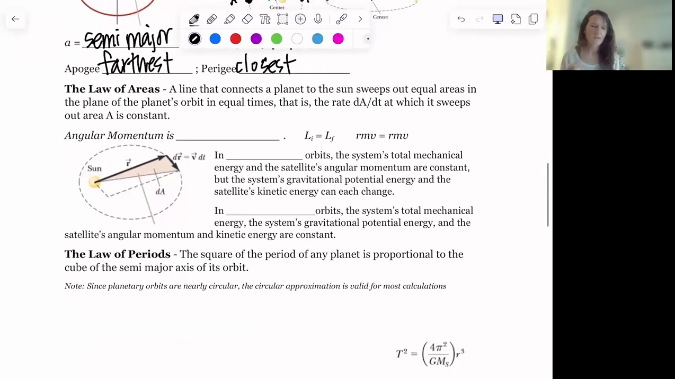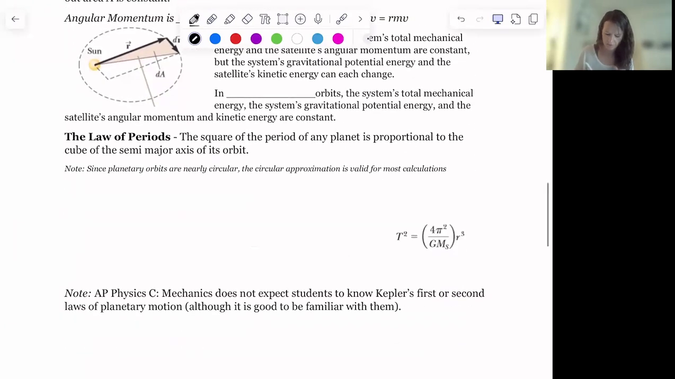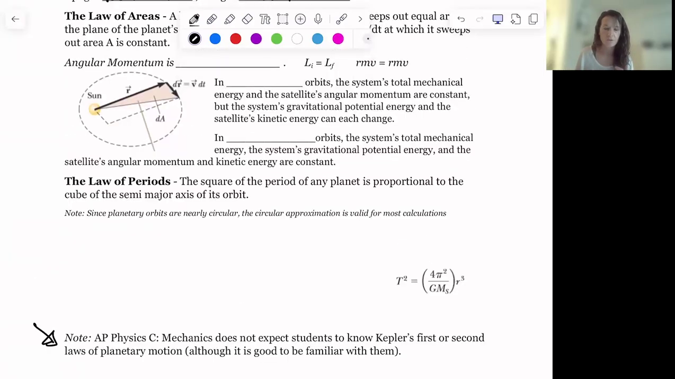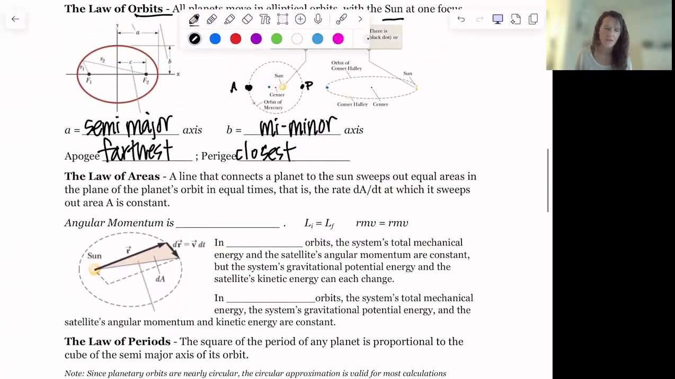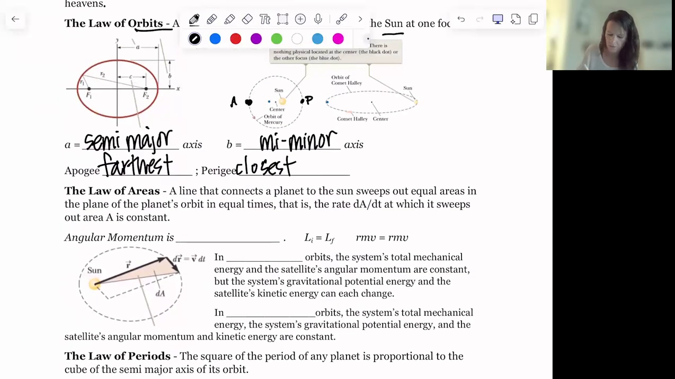Next one, law of areas. This one's kind of interesting. Before I get too much into this, I just want to let you know that recently, the AP Physics Mechanics doesn't expect you to know the first two laws. You do need to know the third law, but there's little pieces in the first two laws that they will sometimes bring up. Like you do need to know what these terms, semi-major axis and semi-minor axis, are. You do need to know essentially what an ellipse is.